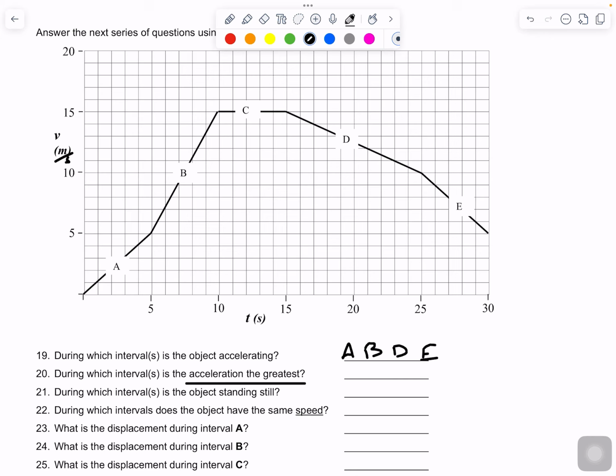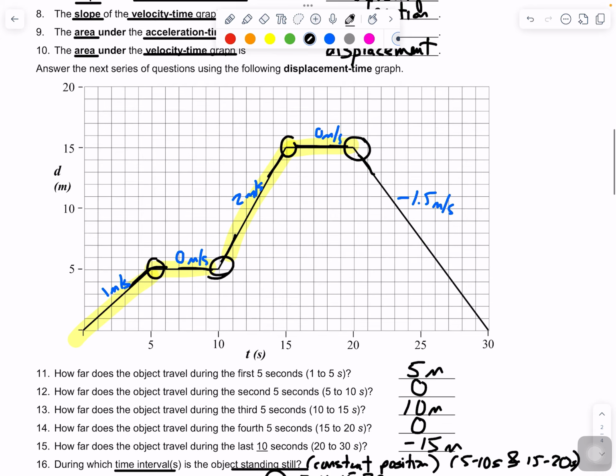When was the acceleration the greatest? Steepest slope. When is the object standing still? None. Don't be confusing this one with this one.